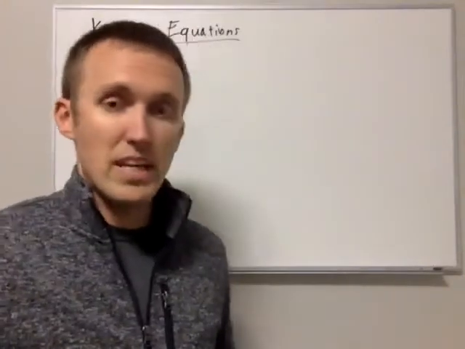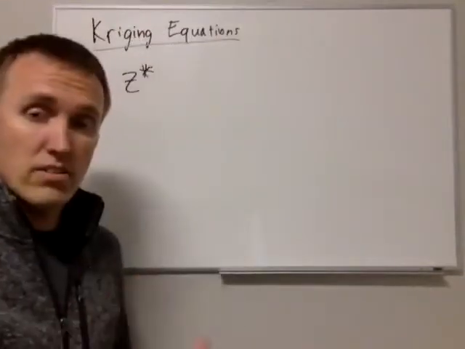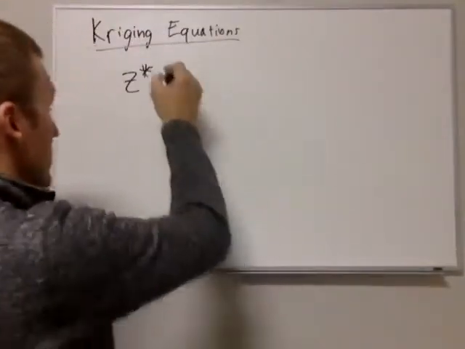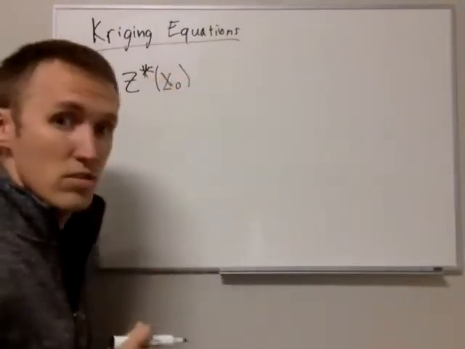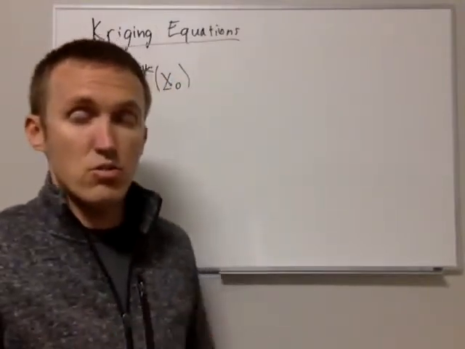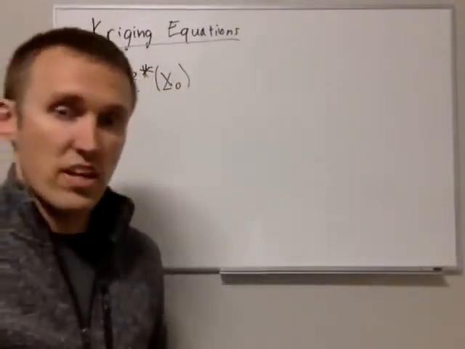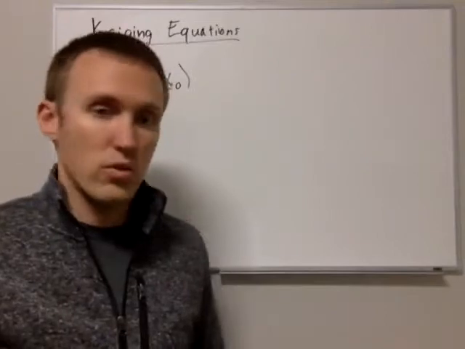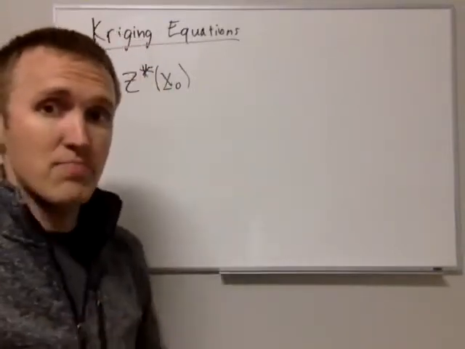So the basic equation that we're going to use is Z star is going to be our estimate, or our estimated value at a new location x naught. So x naught here is just a vector which describes the position, so it can be xy, xyz, whatever the position needs to be described by.